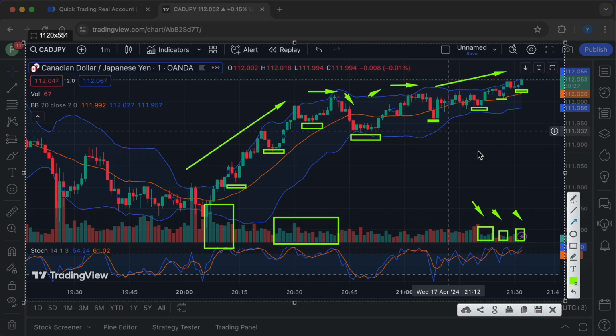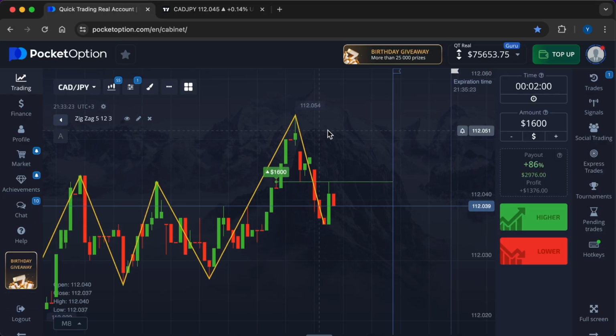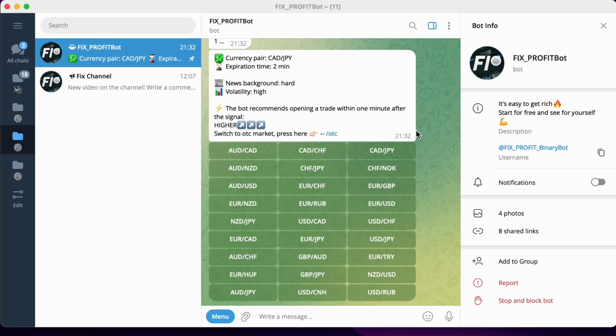I think that within the 2-minute expiration time we will have time to take advantage of the buyer's advantage in terms of volume and the fact that the sellers have not had time to take the initiative yet. The indicators are also not giving me an obvious sign that the trend will change. Let's wait for the end of the trade.